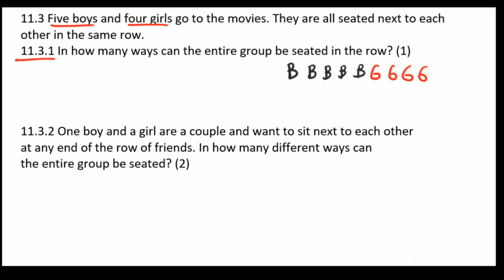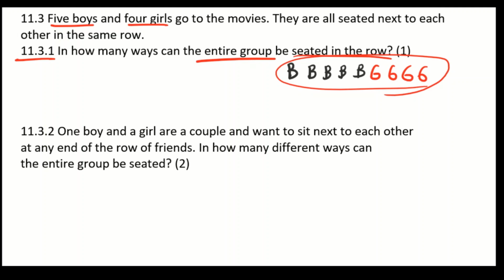11.3.1, how many ways can the entire group, so the entire group meaning we are grouping all boys and girls into one, be seated in a row? How many ways can all these people be seated in a row? Not individually. If they said how many ways can boys be seated and girls be seated, at least you're being specific by saying boys and girls. But here you just mentioned the entire group, so you don't care about the gender, whether it's a boy or a girl. Just saying how many ways can the entire group be seated.